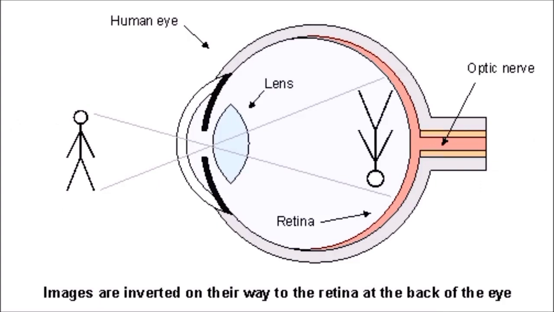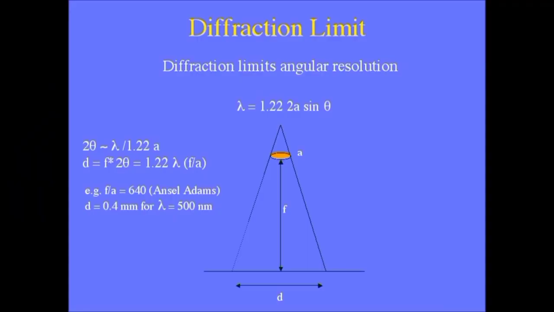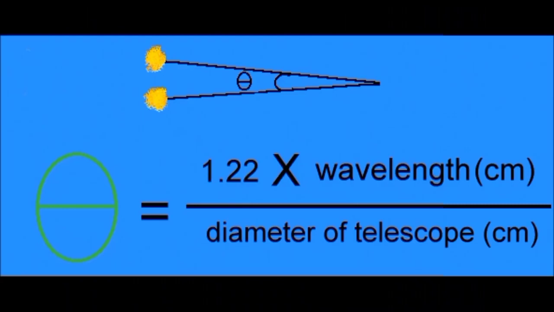So once an angle is small enough that it reaches the angular resolution limit, no image can be resolved on the retina, and basically the object disappears. The formula to find the angular resolution of the human eye or any image-forming device is the constant of 1.22 times the wavelength of light divided by the diameter of the lens aperture or entrance pupil.